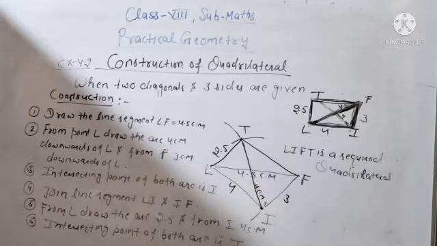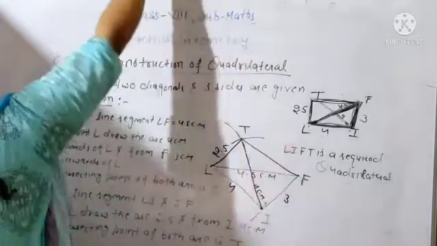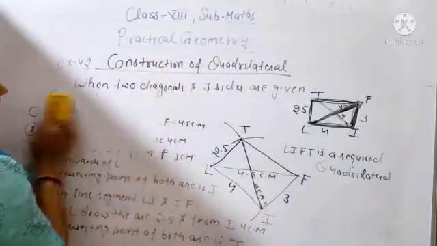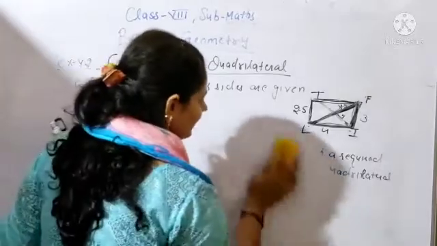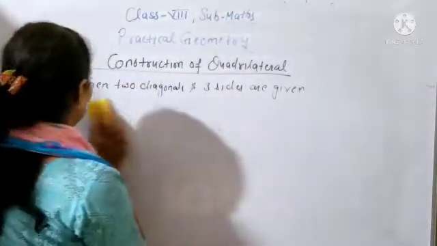After that, one more step, because you are meeting the line TF also, joining the lines TF and FT also. After that, in the last line you can write: join the line segment TF also, and hence LIFT is your required quadrilateral. Clear, all of you? And so like that you have to construct the quadrilateral where two diagonals and three sides are given. So you have to construct the quadrilateral like that.